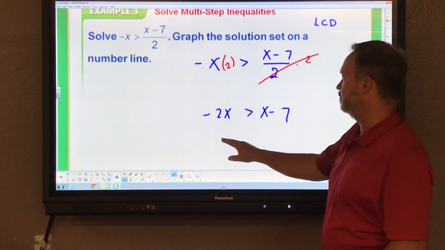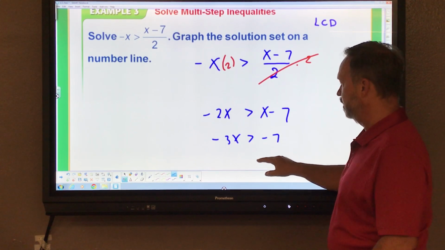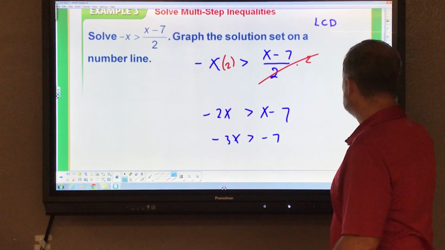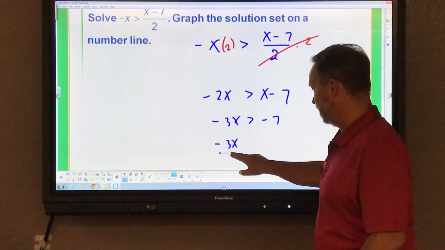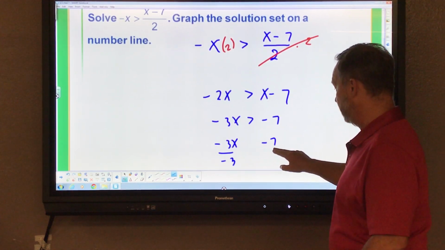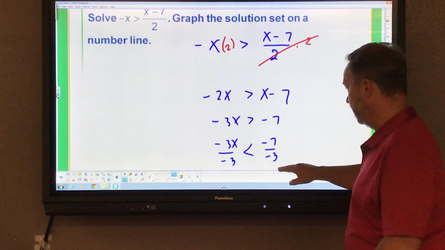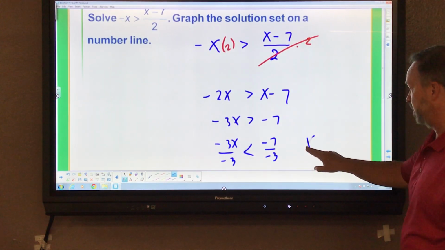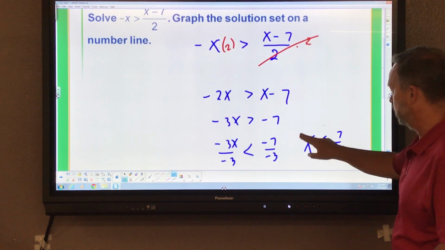So I'm going to take the x over, and it makes it a negative 3x is greater than a negative 7. And then I'm going to have to divide both sides by a negative 3. So negative 3x divided by negative 3 and negative 7 divided by negative 3. But I've got to flip that symbol. And that would then imply that x is less than 7/3.